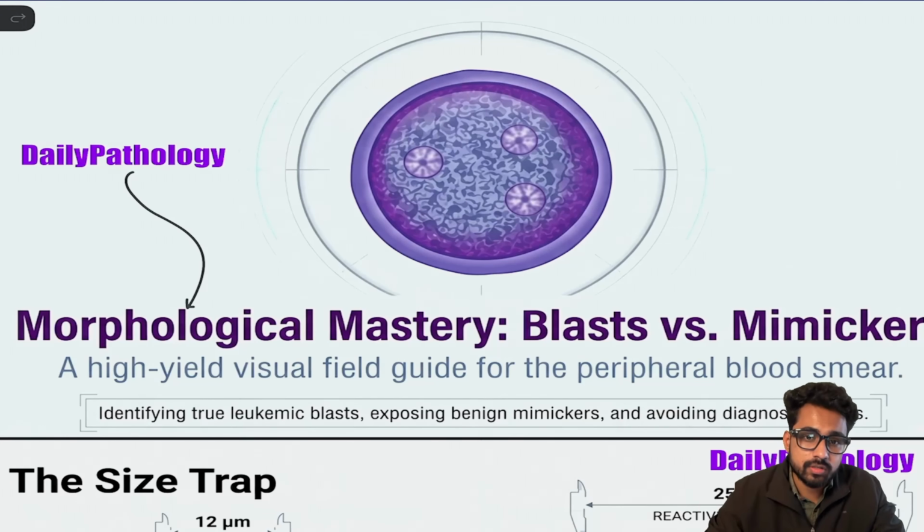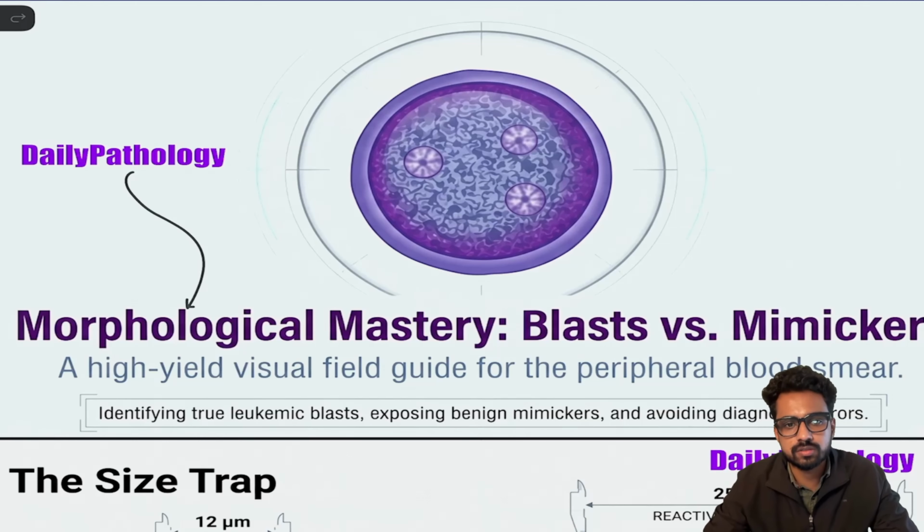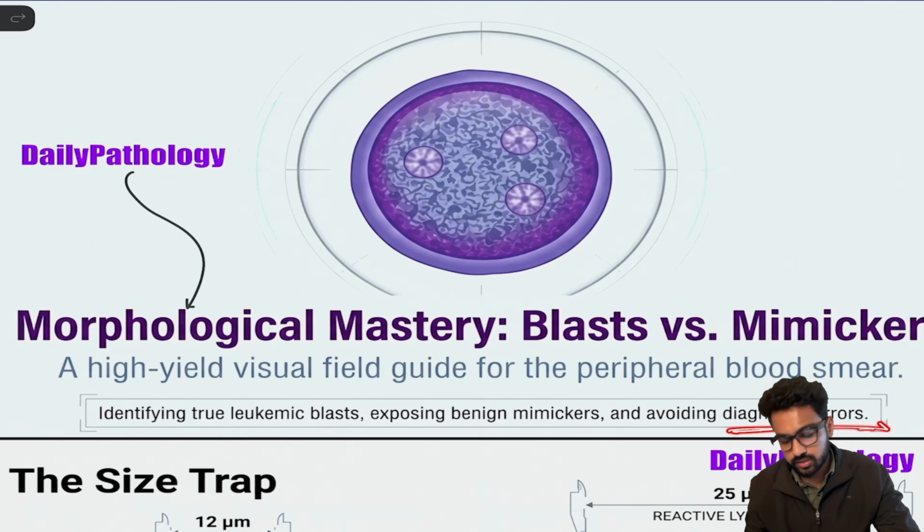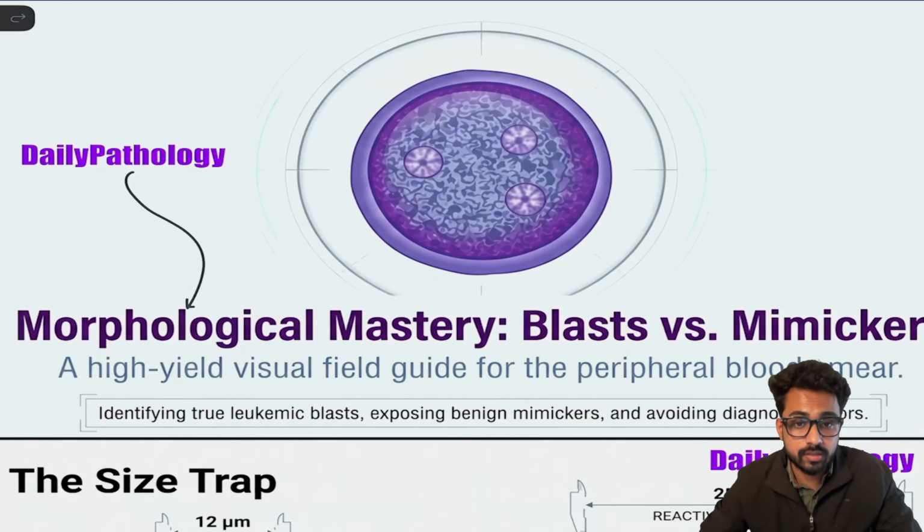So this is a very important yet most confusing topic which you will face in your peripheral blood smear examination. That is how to identify the blast as well as how to differentiate true blasts from its mimickers. What are the various mimickers in the peripheral blood smear examination that mimic the blast? This topic will help you to identify true leukemic blasts, exposing the benign mimickers and avoiding the diagnostic errors which are most frequently made by everyone.